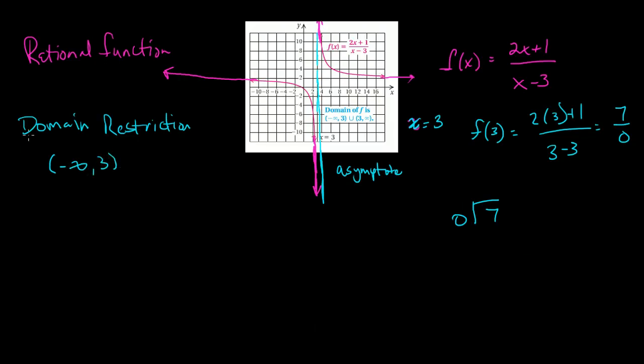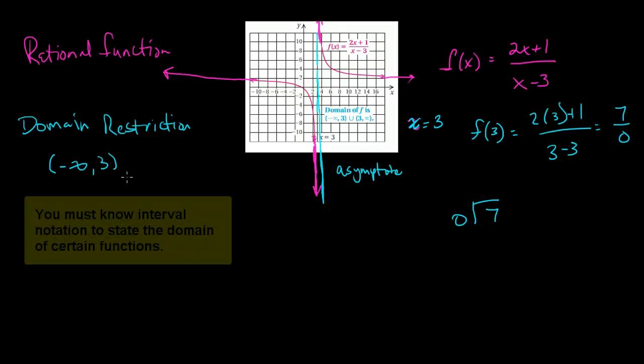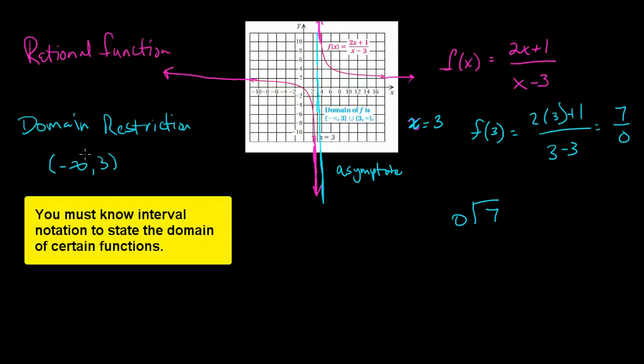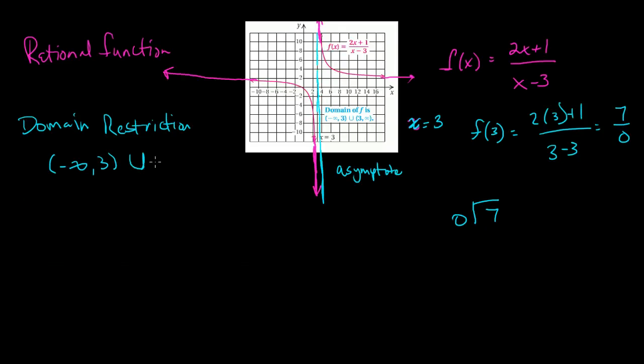So the domain of this particular function, in interval notation, goes from negative infinity to 3, and it unions with 3 to positive infinity. Now remember, in interval notation, the rounded parentheses mean but not equal to. It's like less than. This is less than 3. This is greater than 3, but it's not equal to, because it will never ever touch that 3.